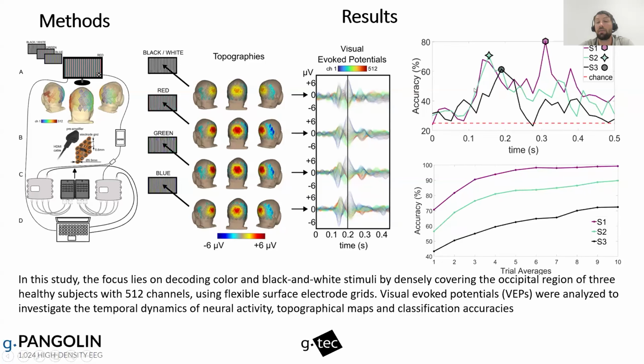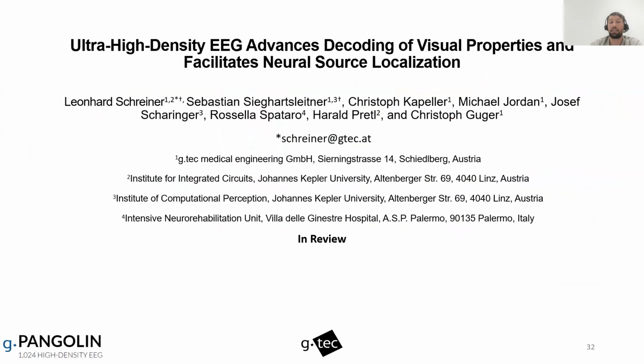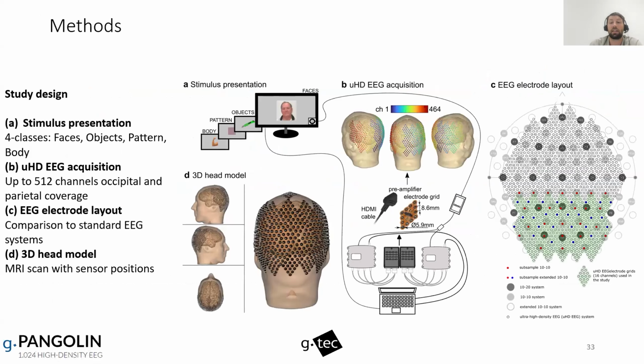And similarly, we select here on the top right the time point for the highest accuracy. It could differ a bit between subjects in this case. And one last study I want to show you, the most recent one that we did, is showing the visually evoked potentials and the impact in decoding different visual properties, and also using it for source localization.